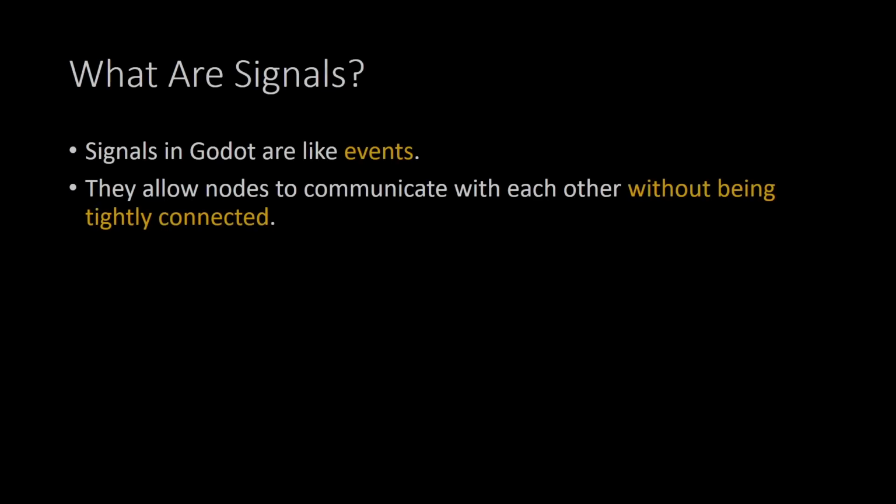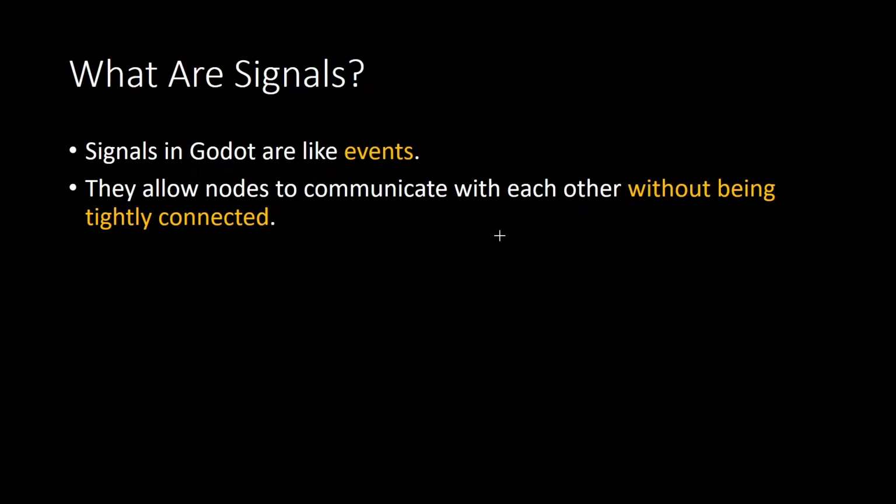All right, we have been able to make movements in our paddle left and right. In this lesson, we are going to make the gems collide with the paddle. To do the collisions, we are going to use the concept of signals. Okay, so we'll talk about signals before we go to our Godot engine. Signals in Godot are like events. They allow nodes to communicate with each other without being tightly connected. I'm going to explain it.